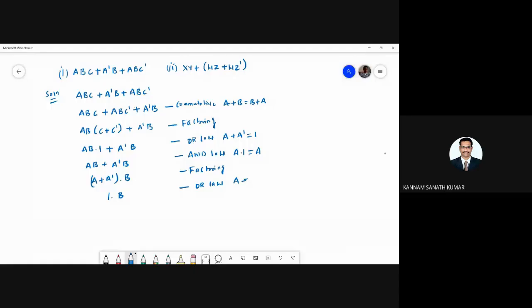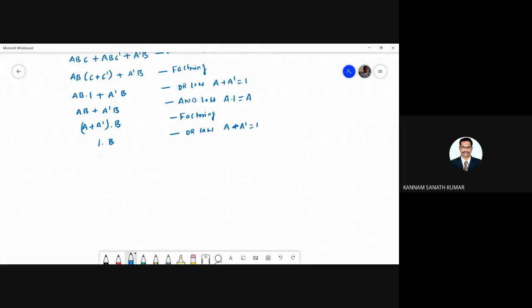And next, A plus A dash into B. So this is nothing but factoring. You're doing factoring, and 1 into B. So this is nothing but the OR law. What is the OR law? A plus A dash equals 1.